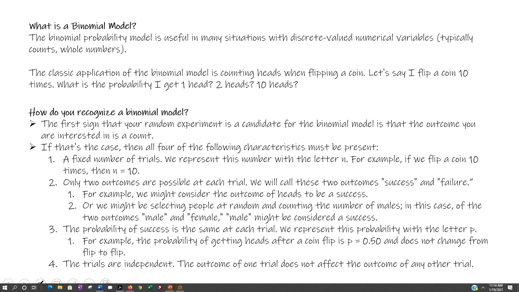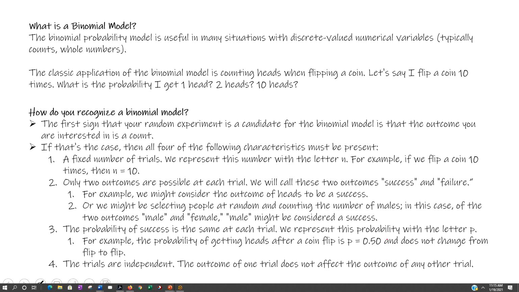So to recognize a binomial model, you need to have some information. The outcome has to be a count. We have to be able to count how many times something happened. We flipped the coin 10 times. What's the probability of getting 4 heads? We're counting 4 heads.